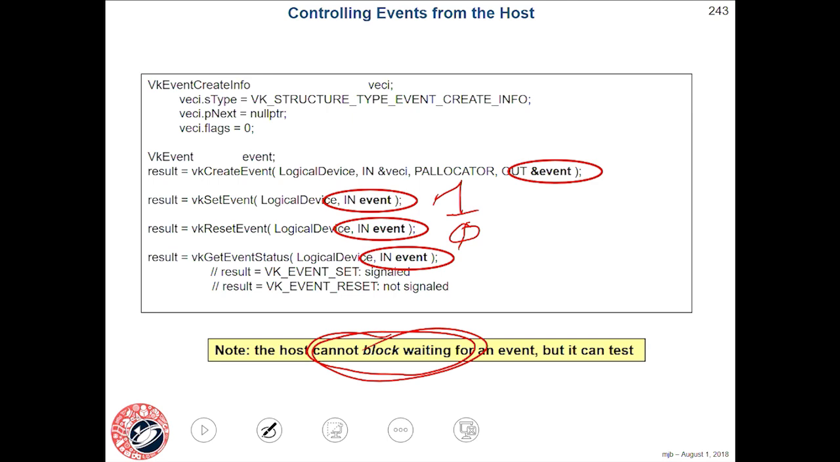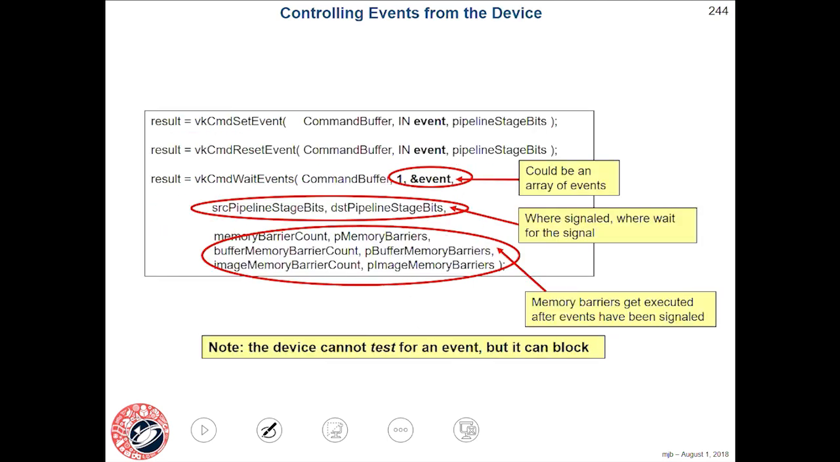Your C code can only query. What's interesting about this is the device can't test for the event, but it can block. So the host can test but not block. The GPU can block but not test. And so the way you let the GPU test for this, or use it, is you do a VK command.